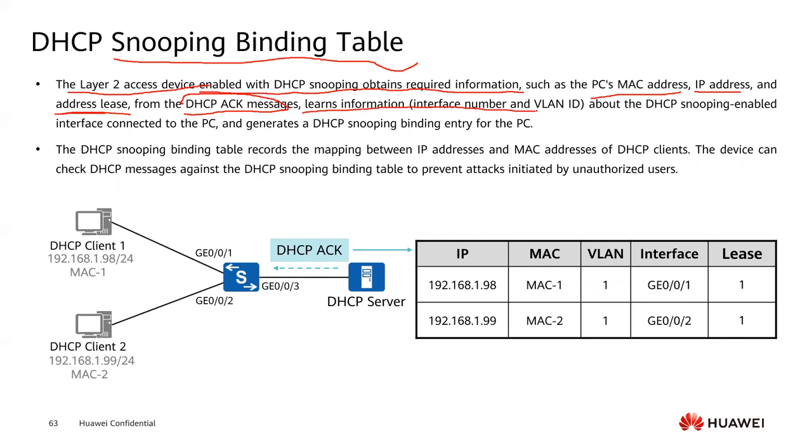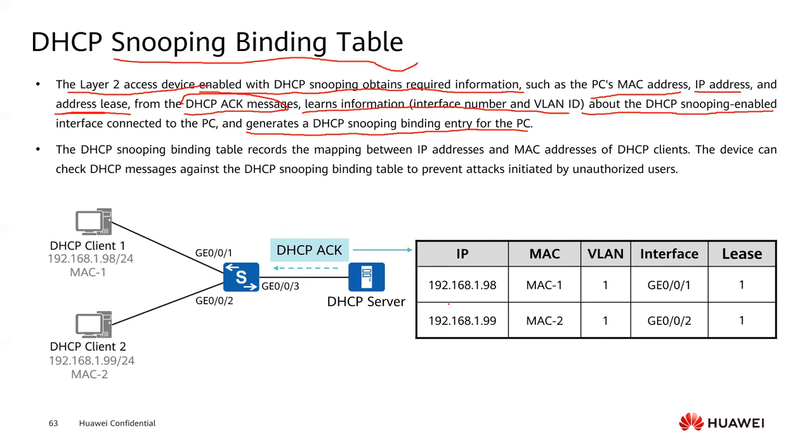It learns that information, including numbers and reliance, about the DHCP snooping enabled interface. Notice it is a DHCP snooping enabled interface. It is not a trusted interface. Then it will generate the DHCP snooping binding entry for the PCs. What does the entry look like?